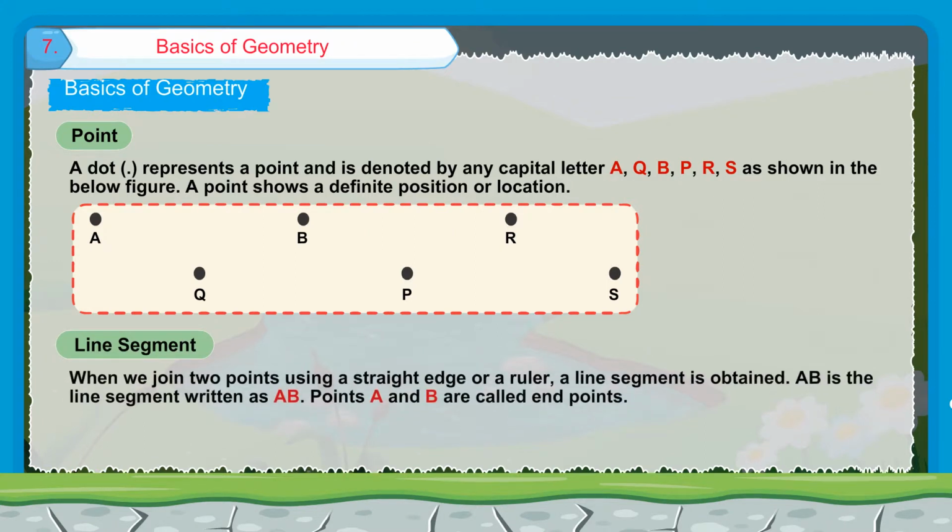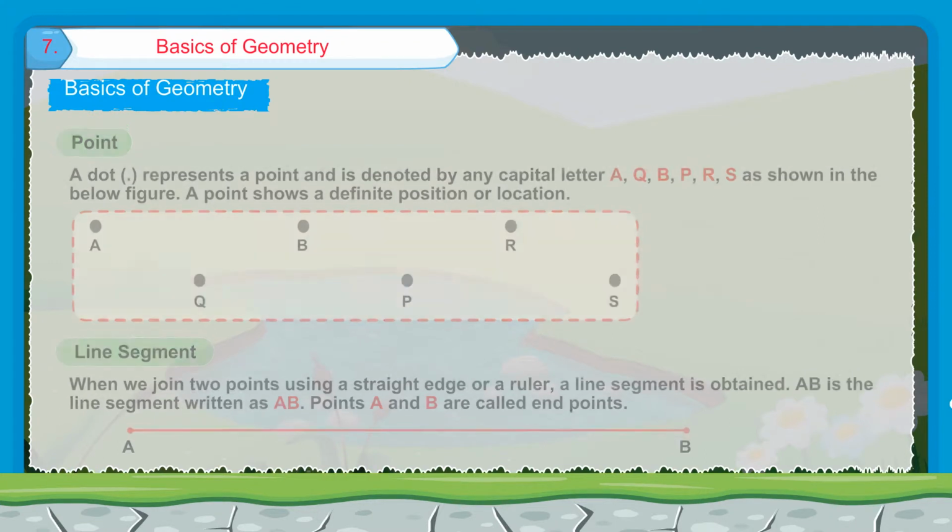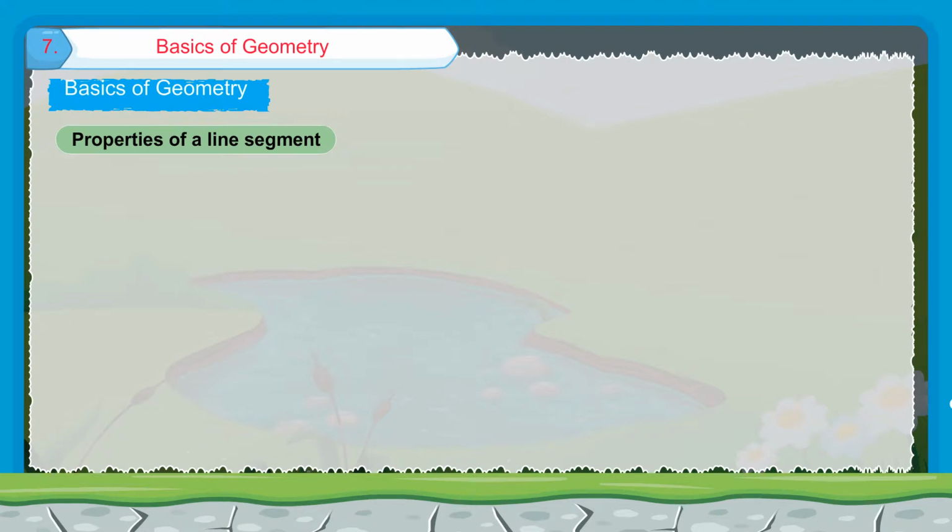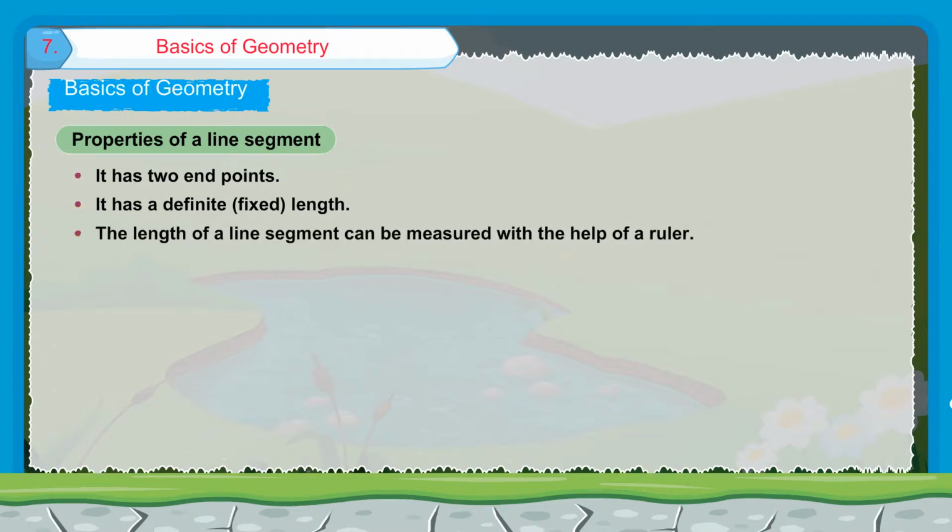Line segment. When we join two points using a straight edge or a ruler, a line segment is obtained. AB is the line segment, written as AB. Points A and B are called endpoints. Properties of a line segment. It has two endpoints. It has a defined fixed length. The length of a line segment can be measured with the help of a ruler. A line segment is a part of a line.